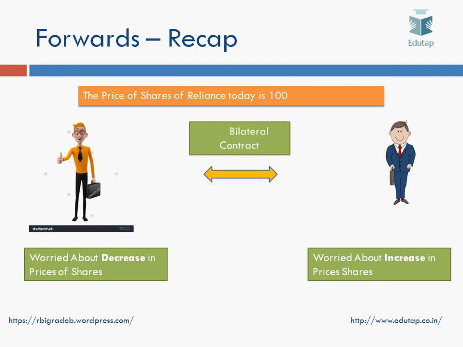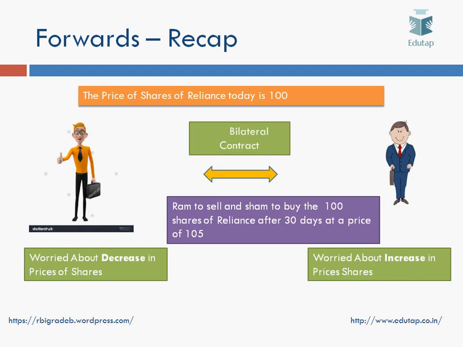So what they do is they enter into a bilateral contract which is called a forward contract, and as per that contract Ram agrees to sell 100 shares of Reliance and Sham agrees to buy those 100 shares from Ram at a price of 105. That price 105 is an agreed price today and is called a future price, because at this price the transaction would be carried out in future.